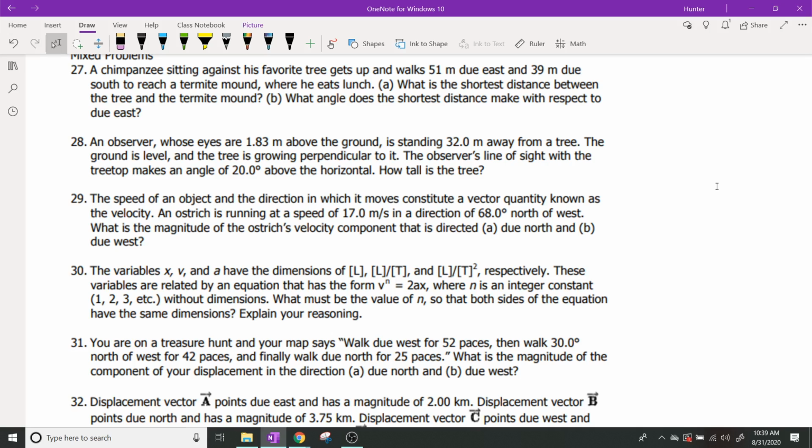You can name them whatever you want to, and that's perfectly fine by me. Just make sure that on the paper I know which one they are. But that's basically just doing the Pythagorean theorem to get the distance between them.